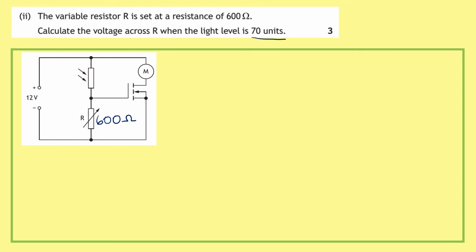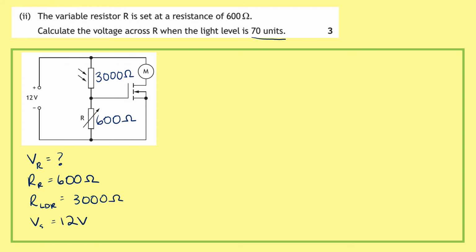We, from the graph, figured out that when the light level is 70 units, the resistance across our LDR is 3,000 ohms. So that's this other resistance up here. We want to work out the voltage across R. Making a nice little list, we have our resistance across R, that's 600 ohms. We have our resistance across the LDR, 3,000 ohms. And we have our supply voltage, which is 12 volts.